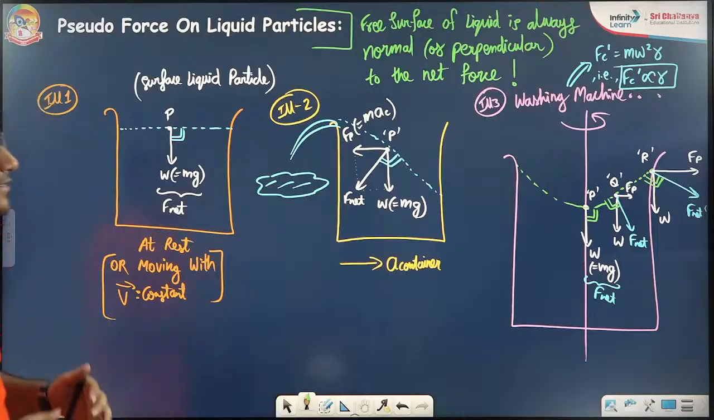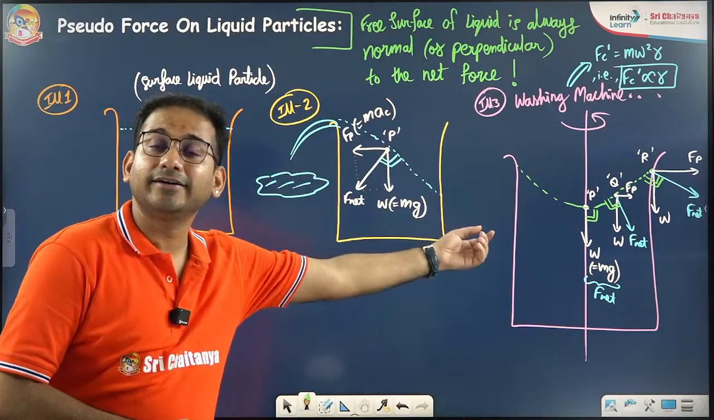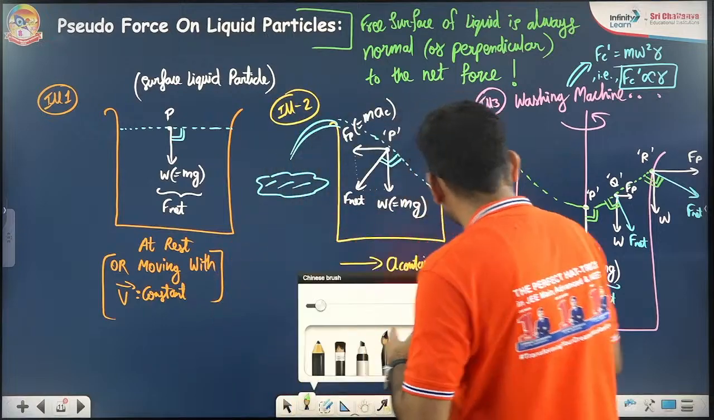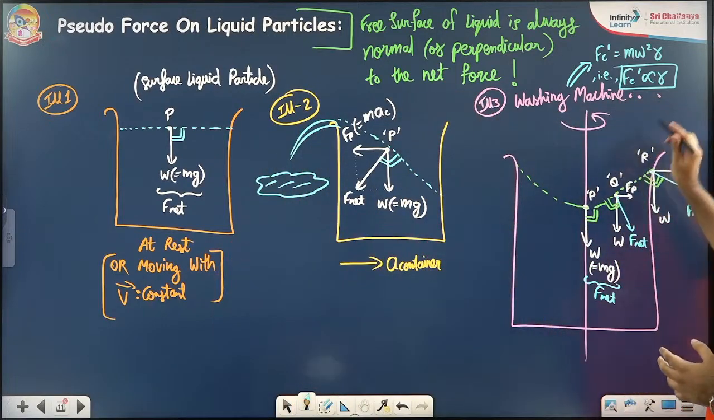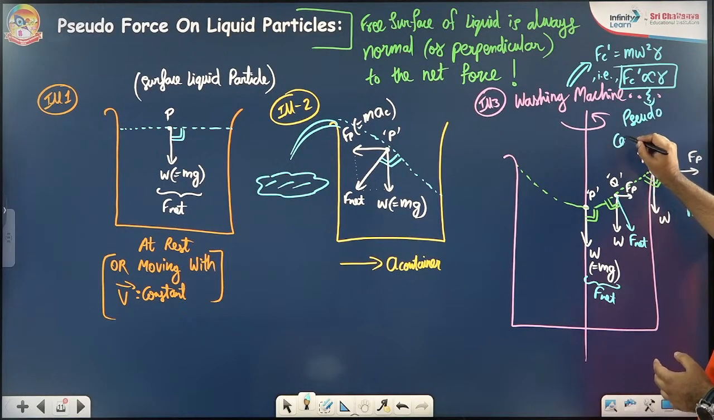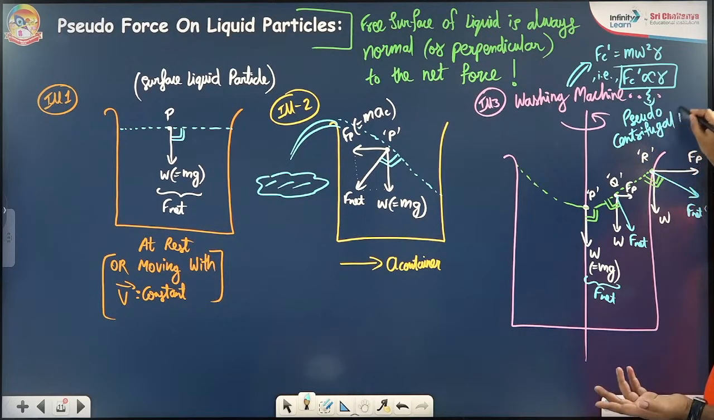The reason is again the same: this property and the centrifugal force. So why did we discuss it here? Because this force which is acting radially outward is nothing but the pseudo centrifugal force, radially outward.